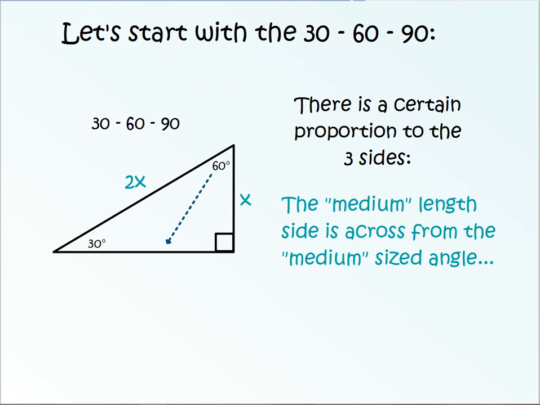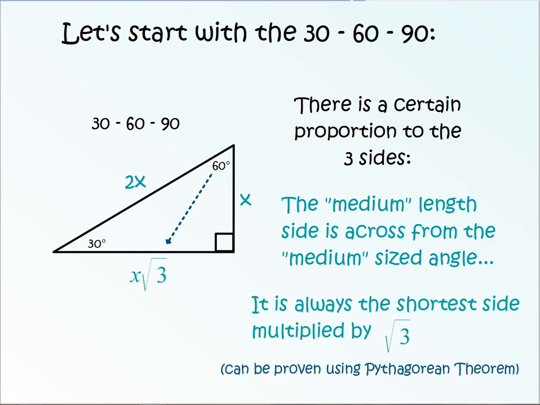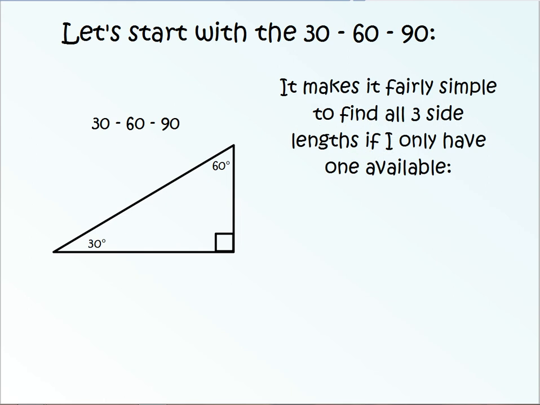The medium side is going to be across from your 60-degree angle, and that is always going to be your short side multiplied by the square root of 3. We can use the Pythagorean theorem to prove this because I could do a squared plus b squared equals c squared and show you why that is the square root of 3 times x. Those side length proportions make it fairly simple to find all three side lengths even when I only have one side length available.